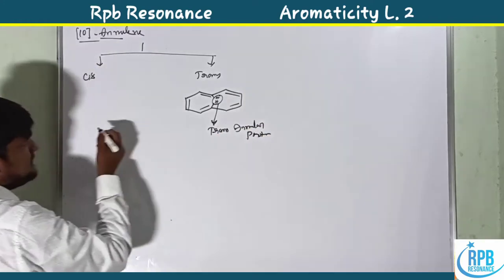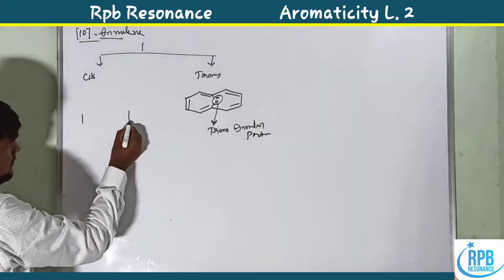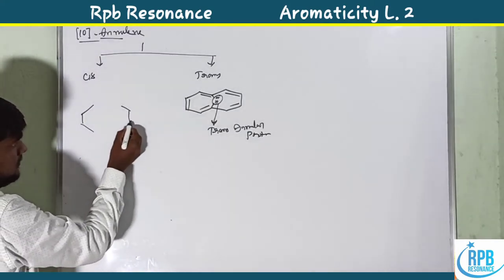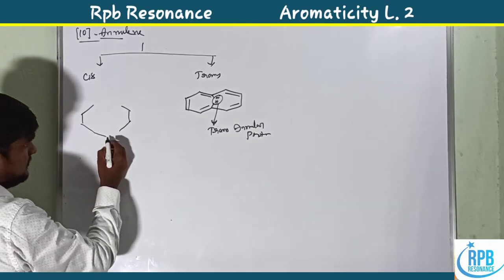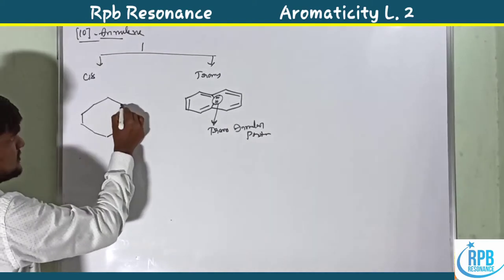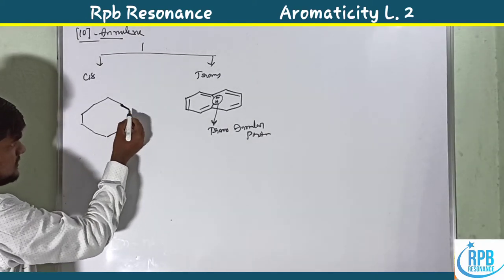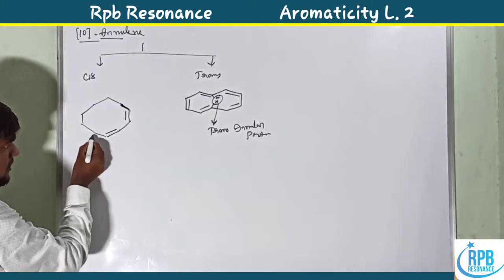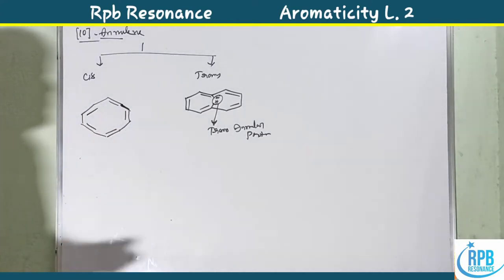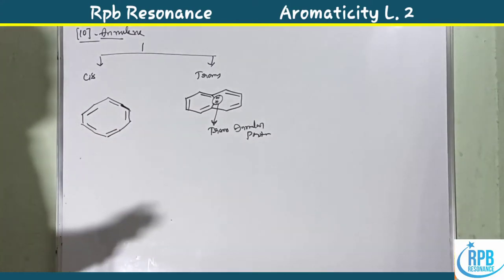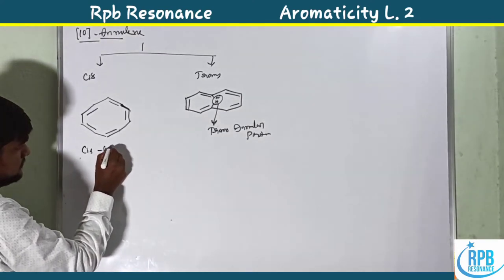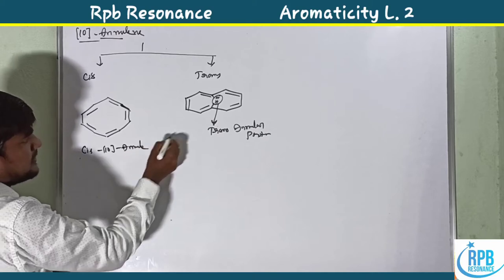Now the cis form is also available. This is the double bond. It is a very simple thing to draw these types of structures. Let's start with the double bonds: double bond, double bond, double bond, double bond, double bond. So 5 double bonds means 10 carbon atoms. This is cis-10-annulene, and this is trans-10-annulene.